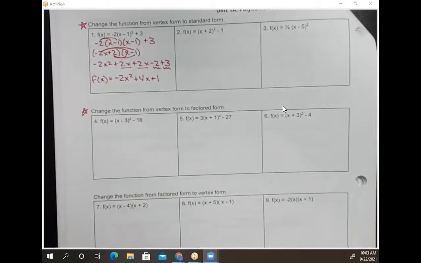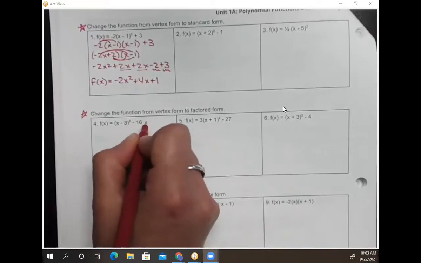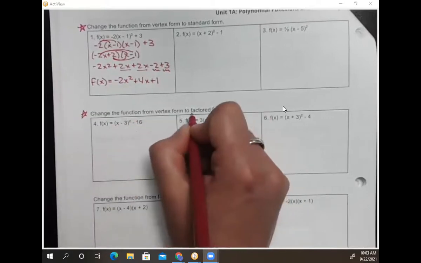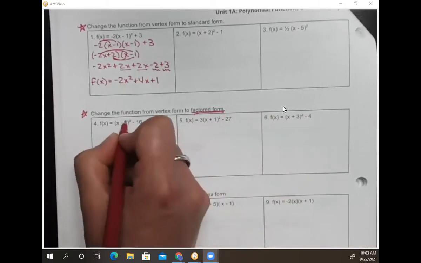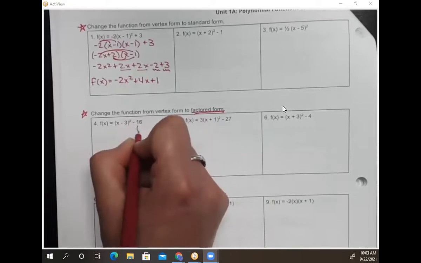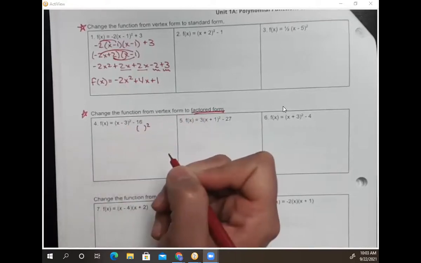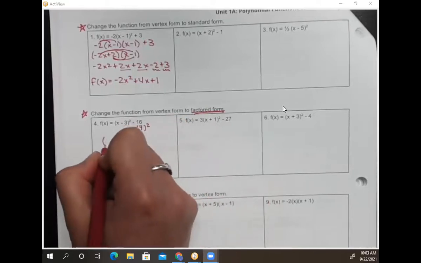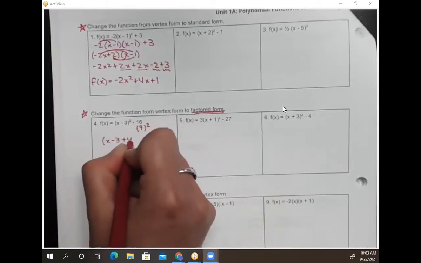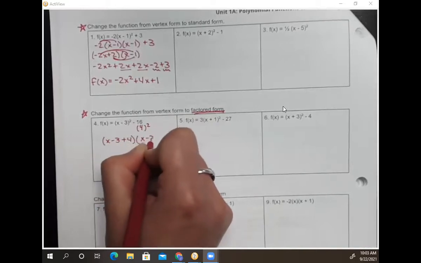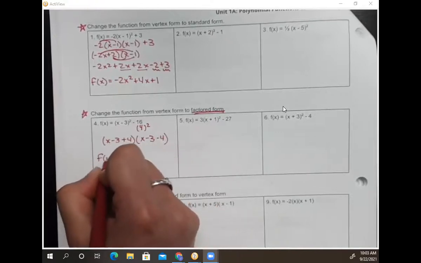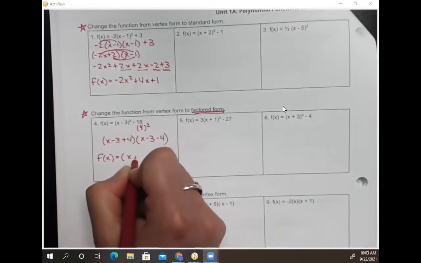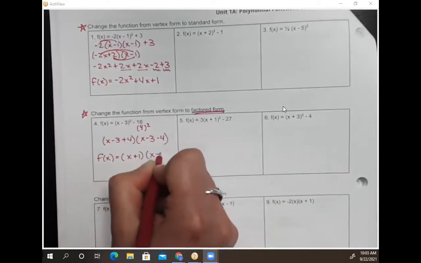Let's take a look at number 4. So we've got vertex form, we're going to change it to factored form. So we're going to use our difference of squares structure here. My first term is already written as something squared. What would I square to get 16? 4. So this would be x minus 3 plus 4 times x minus 3 minus 4. And then just combine your like terms inside your factors. So we would get x plus 1 times x minus 7.